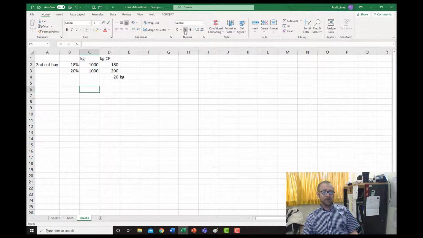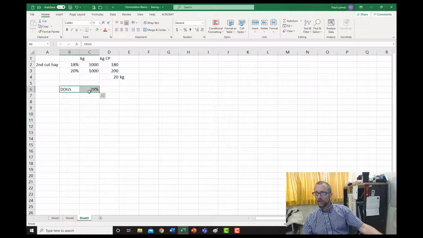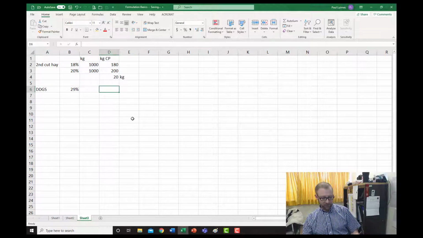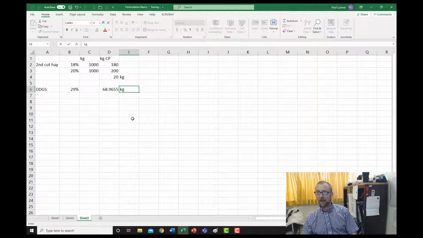If I was going to be feeding, for example, distiller's grains, so let's go with distiller's grains, and it's about 29% crude protein in it. Well, what would be, let's just pull this back over to here for now. And that's on a dry matter basis, so we're going to first go like this. We're going to take that 20 kilograms and we're going to divide it by that 29. So that means we would be feeding of DDGS dry matter.